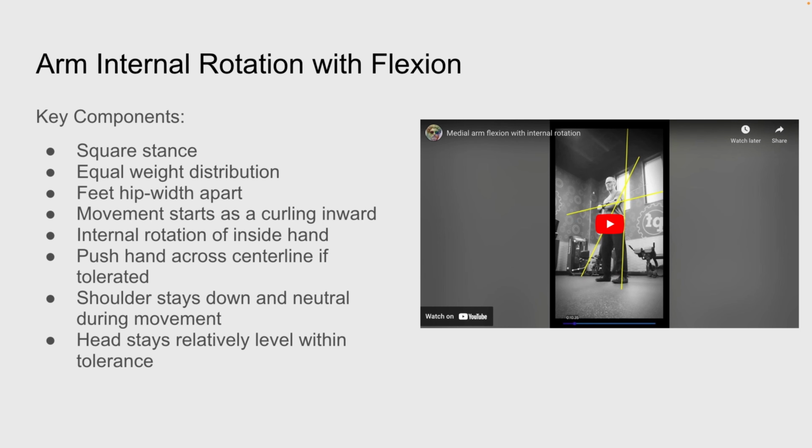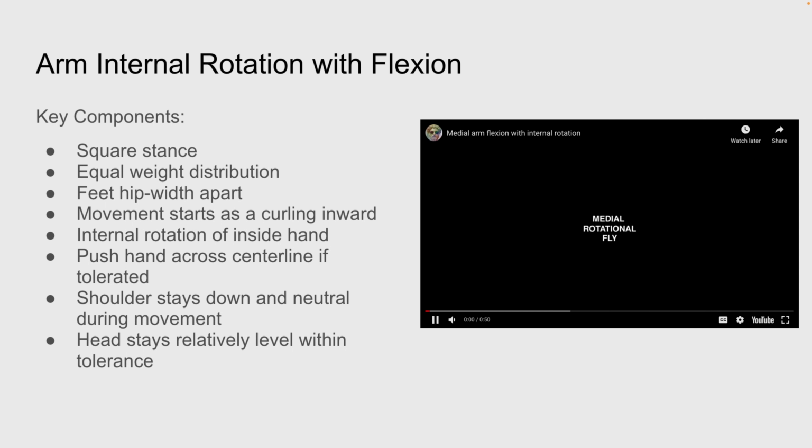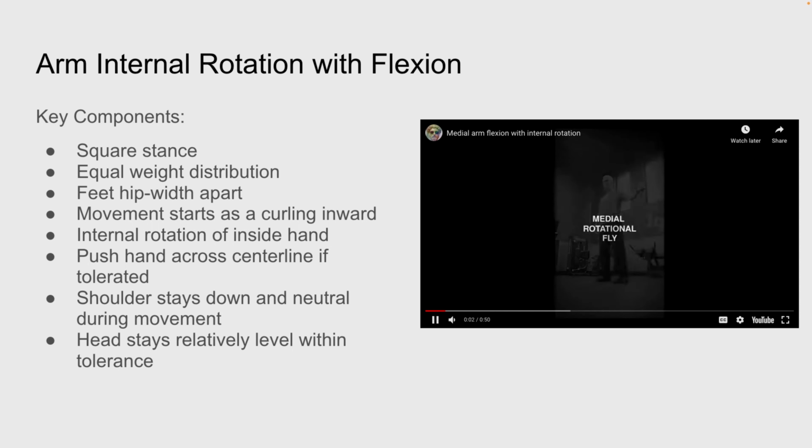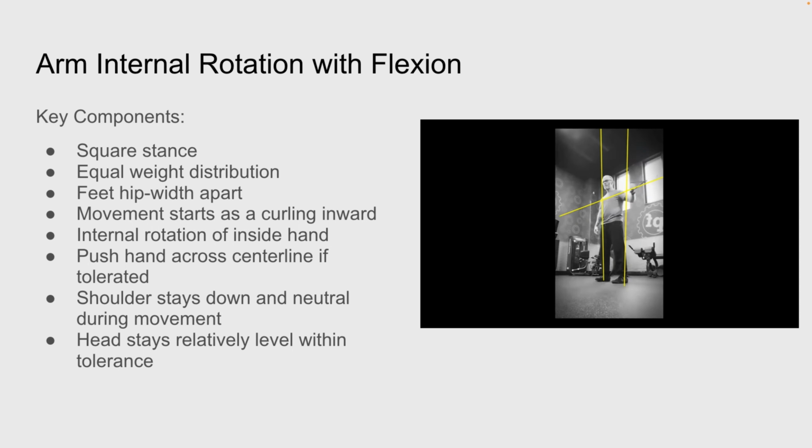So this is the opposite. This is arm internal rotation with flexion. This kind of starts as a bicep curl. And if I can cross my center line again, I do. But the first thing I do is pull my elbow toward my ribs. Then I start an inward rotation and curl type motion.